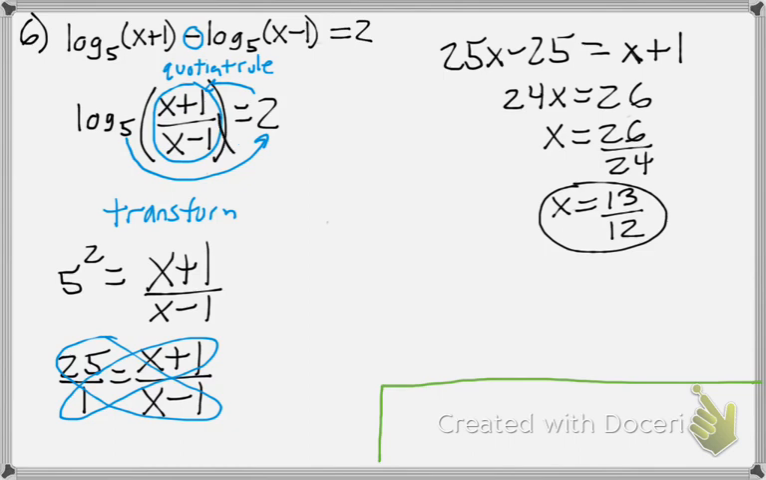We should check it in the original. So 13 over 12 plus 1, that's a positive number. 13 over 12 minus 1, so I'm looking at this one now. That is not going to be a negative number because 13 over 12 is bigger than 1. So the answer of 13 over 12 will stay.